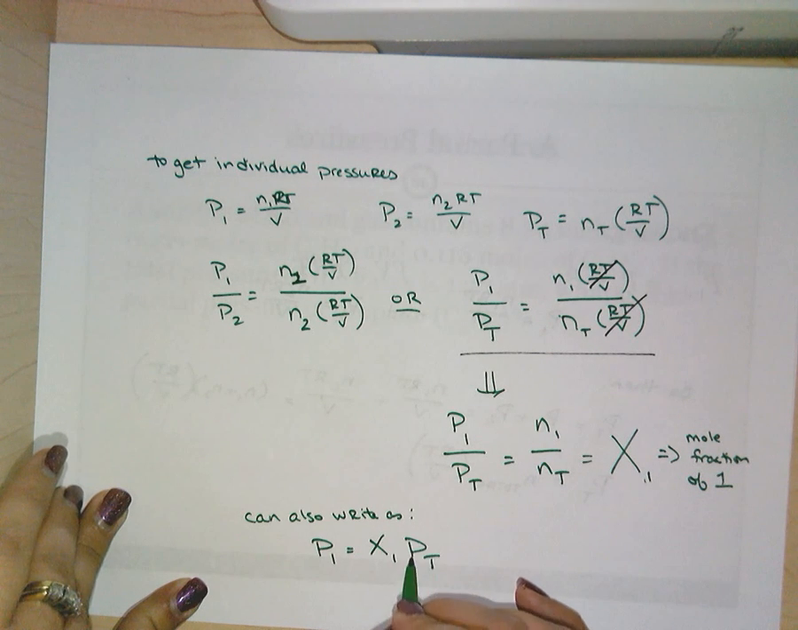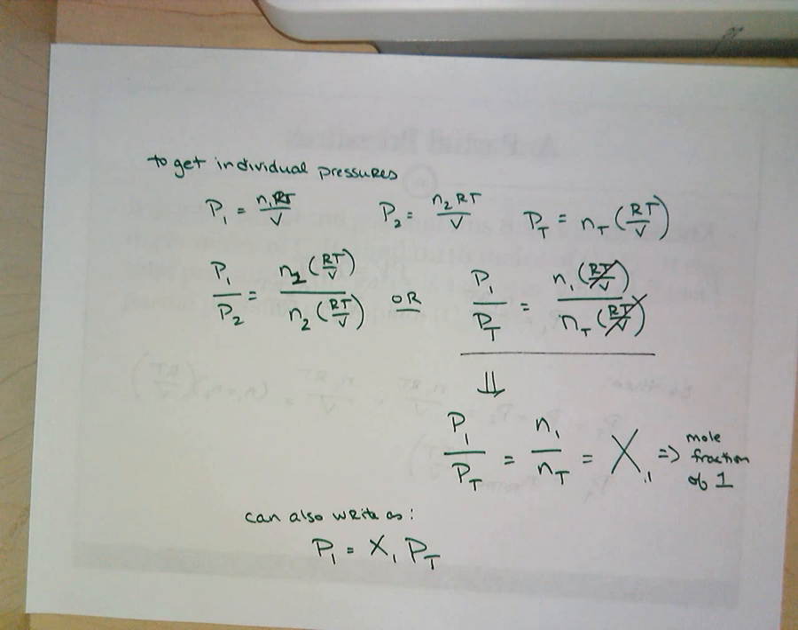And the more usable form of that is that the partial pressure of component 1 is equal to the mole fraction of 1 times the total pressure. Which should make sense, because volume, temperature, and the gas constant are all being held the same. So the partial pressure of 1 is really only affected by how many moles of 1 are in your component. So that is all awesome. So let's put it to use and see how it works out.